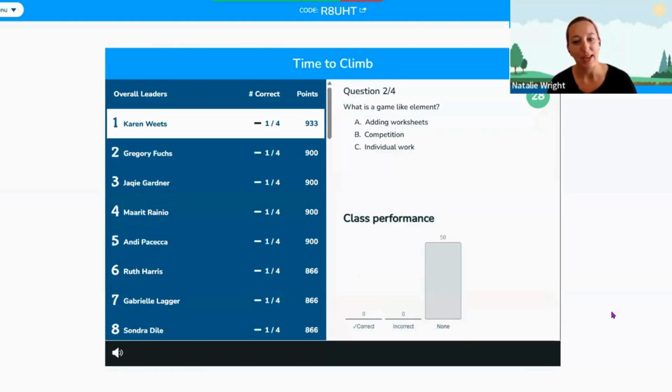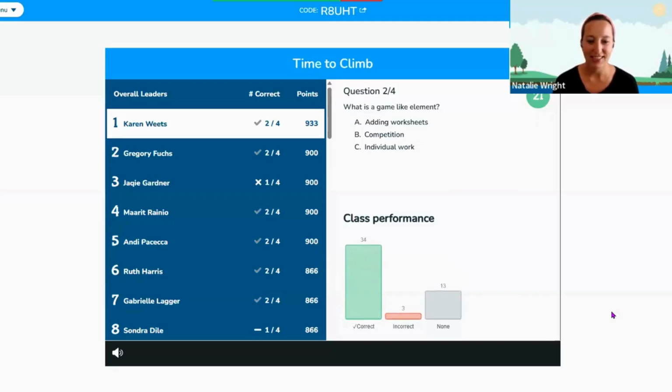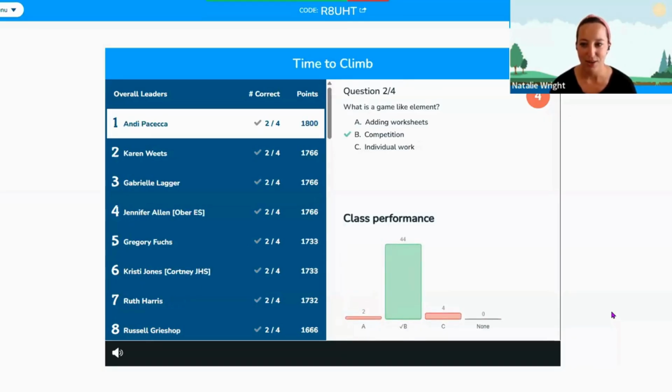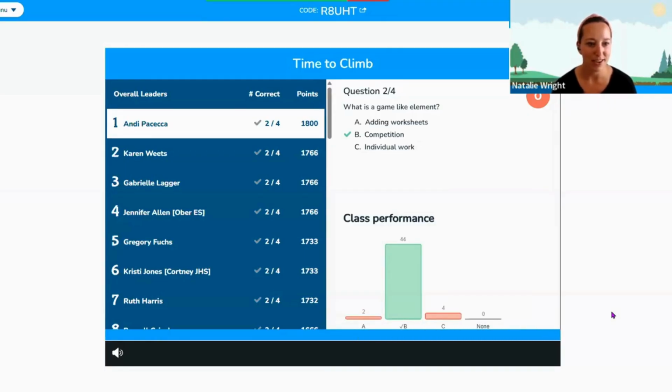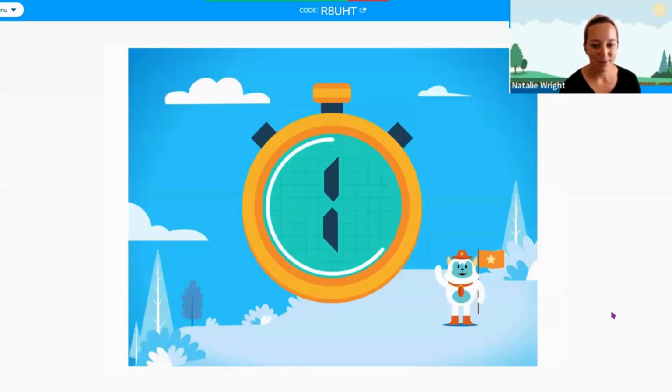Okay, question number 2. What is a game-like element? And trust me, if you don't know all these answers yet, that is totally fine. That is the purpose. You will know these answers. So is it adding worksheets? Is it competition? Is it individual work? What is a game-like element? Okay, it's going to go to question 2 in 4 seconds. Ooh, do we have a new first place winner? Looks like Andy zoomed on past.